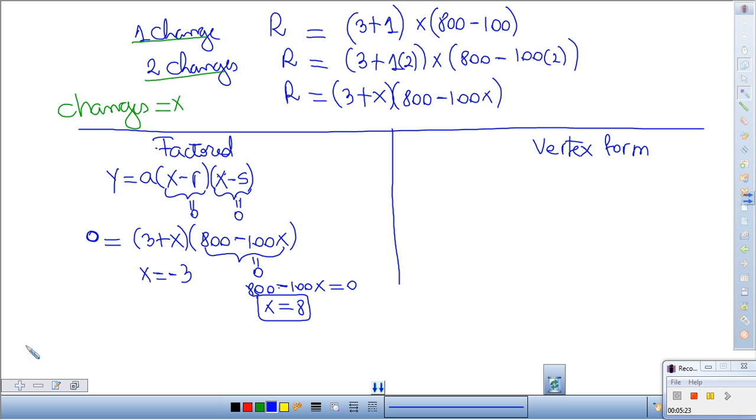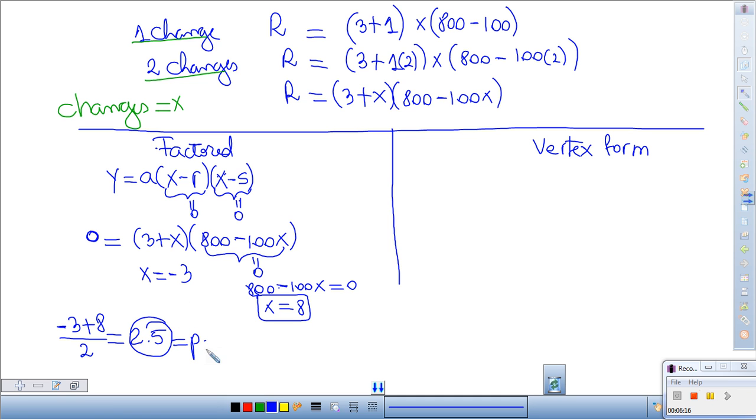Well, how do we calculate the axis of symmetry? We learned that if we average the two roots, so -3 plus 8 over 2, -3 plus 8 is 5, divided by 2 is 2.5. So my P is 2.5. So at 2.5 changes, I will reach that vertex point. I will reach the maximum revenue.